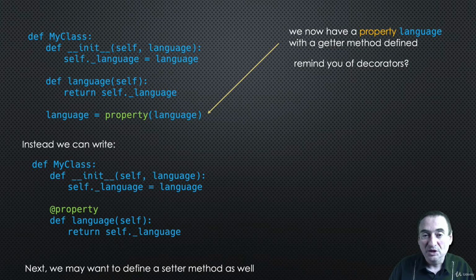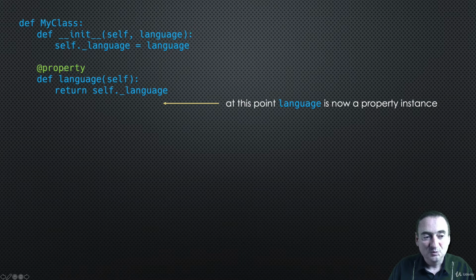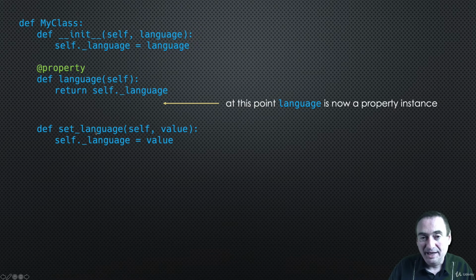So we may also want to define a setter method as well. Let's start again with our class, and we have this property that we use the decorator for to define a property that will have the getter be this function language. So at this point, language is a property instance, right? We have a property instance in our class. Now we could create this function over here called set language. And set language is going to be our setter.